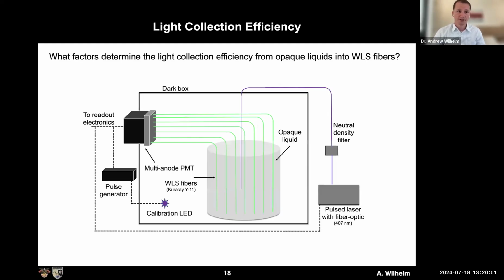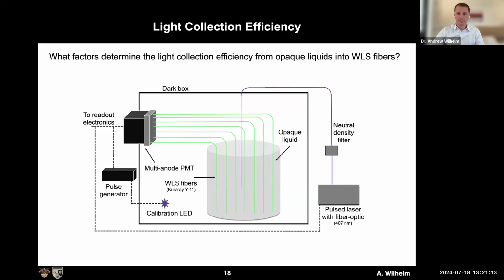So the first thing that we wanted to understand is what factors determine the light collection efficiency from opaque liquids into the fibers. In order to do this, we wanted to remove the complexity of scintillation mechanisms, and we wanted to use an inert opaque liquid. So we actually ended up using diluted cow's milk as a highly scattering but optically inert liquid.